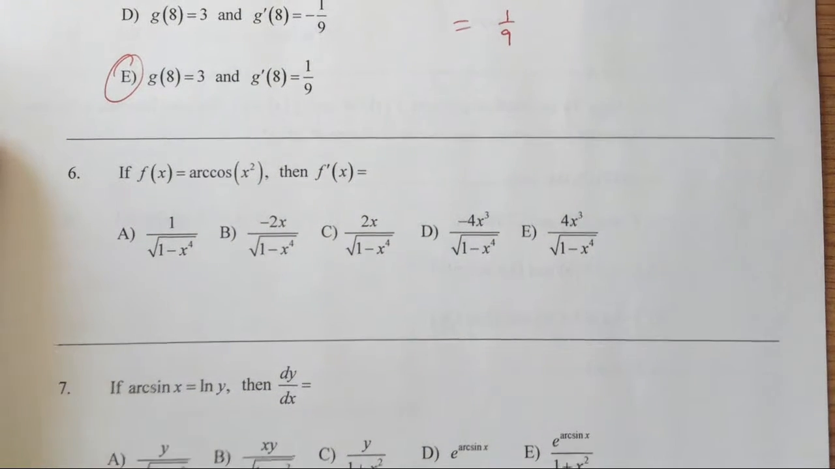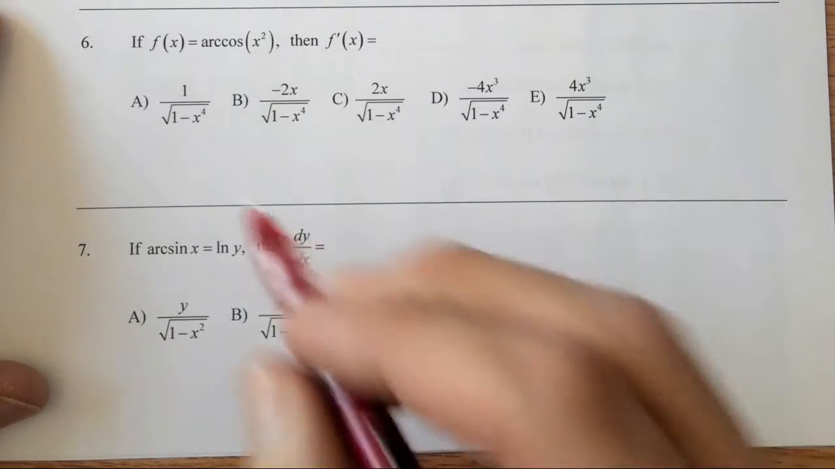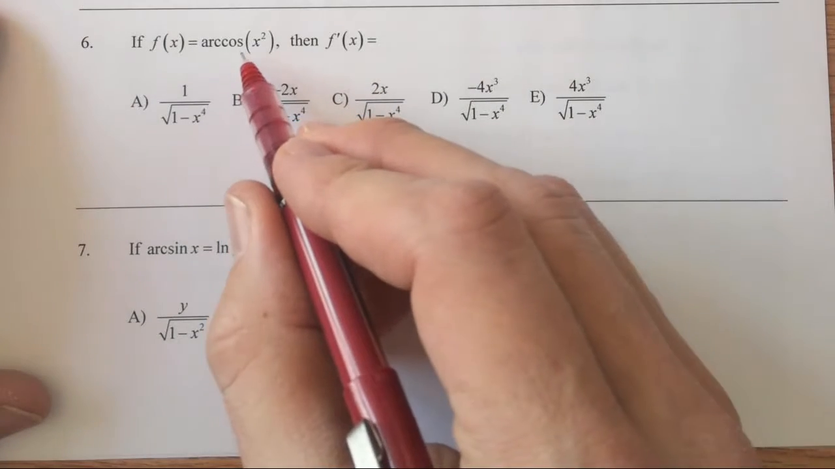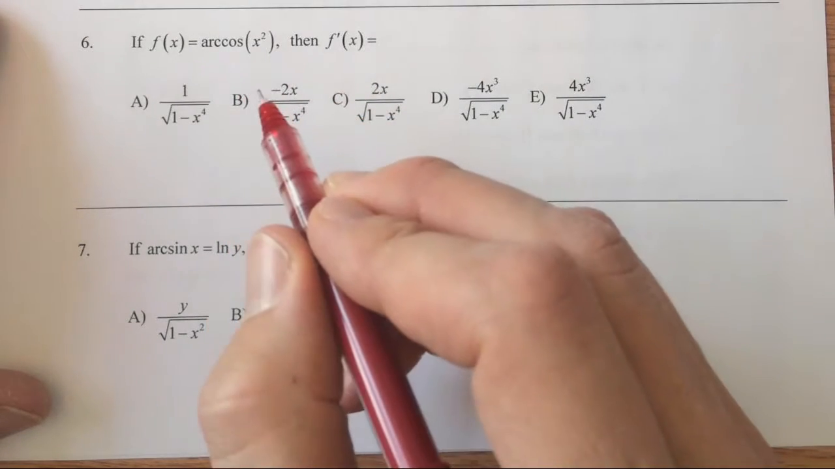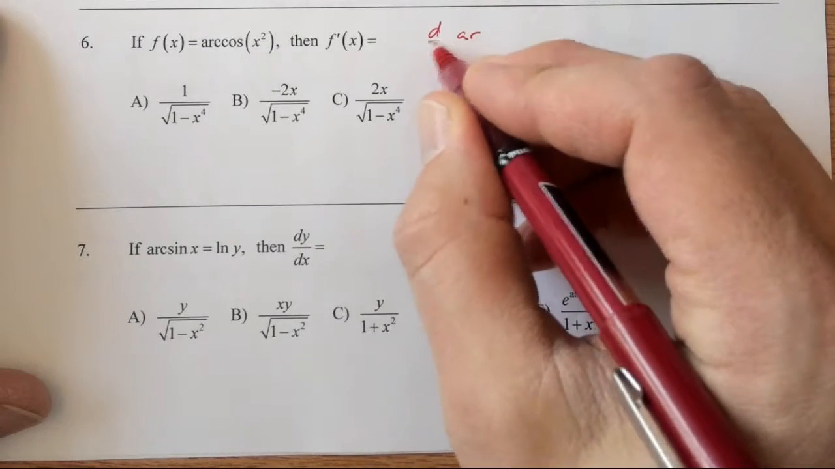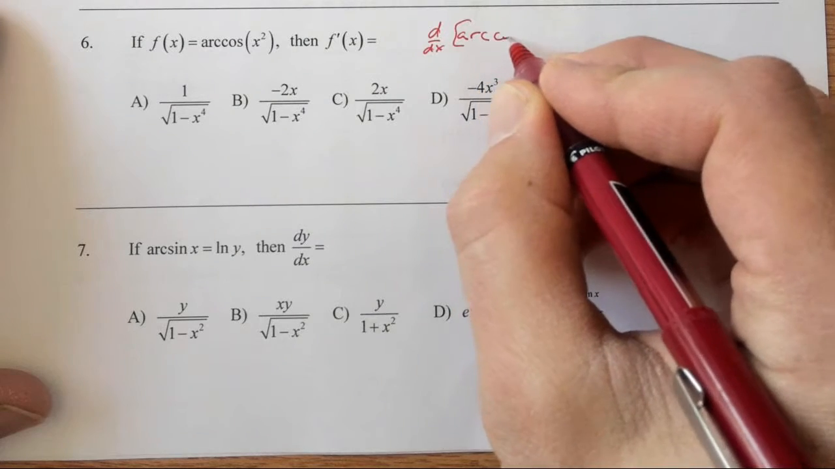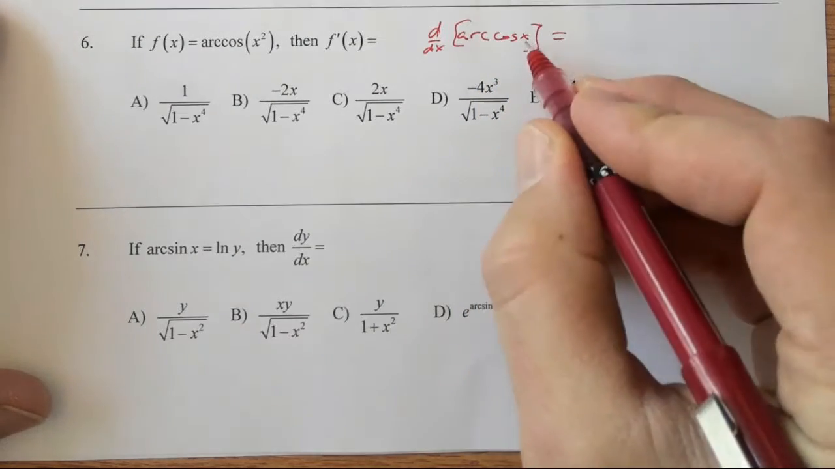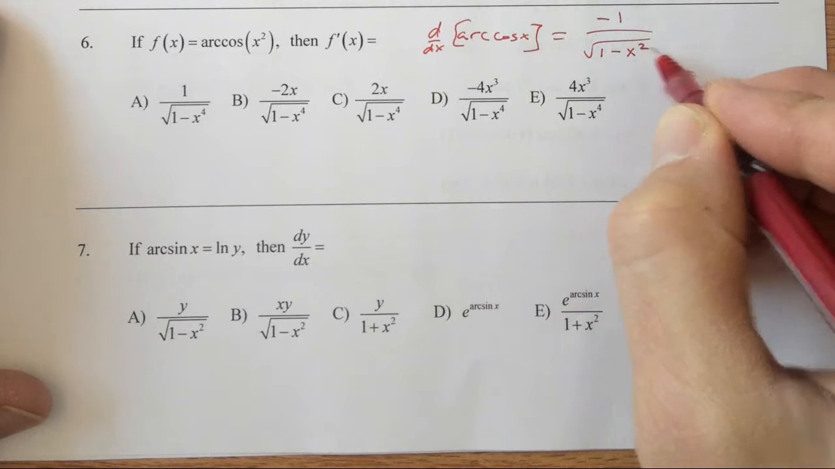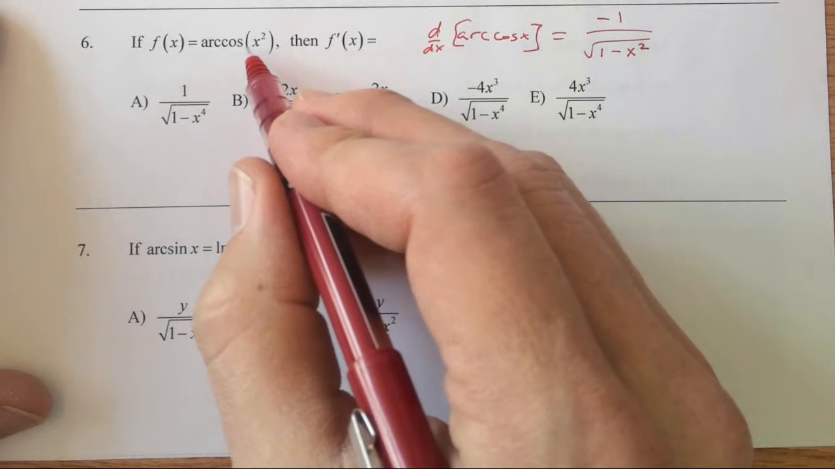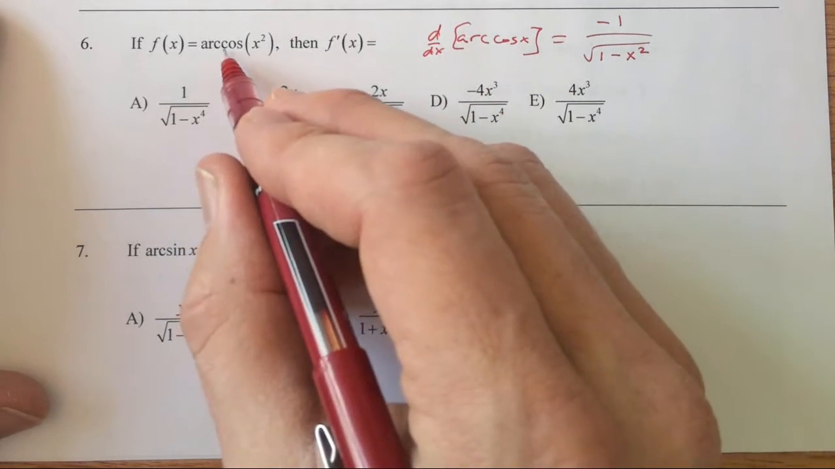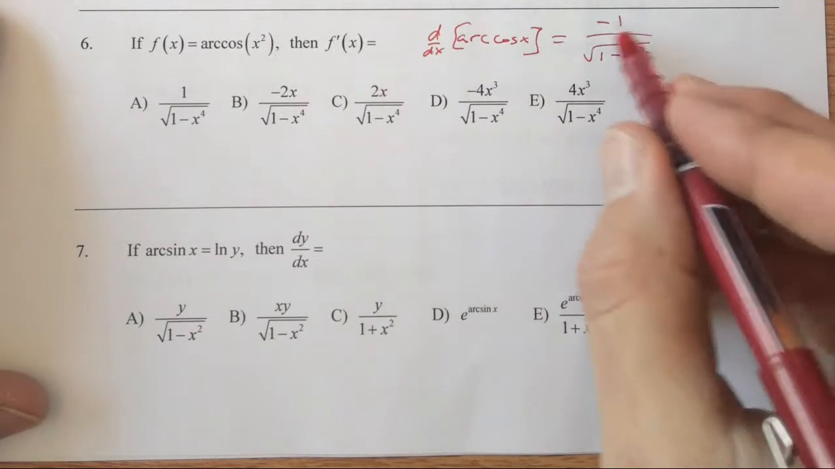Number 6, we have f of x is the inverse cosine of x squared. What's f prime of x? So we have to have all of your inverse trig functions memorized. Right? The derivative of arc cosine of x is -1 over the square root of 1 minus x squared. This is the arc cosine of x squared, so we're doing a chain rule here. So the chain rule says derive the outer function. The derivative of arc cosine is this template right here.